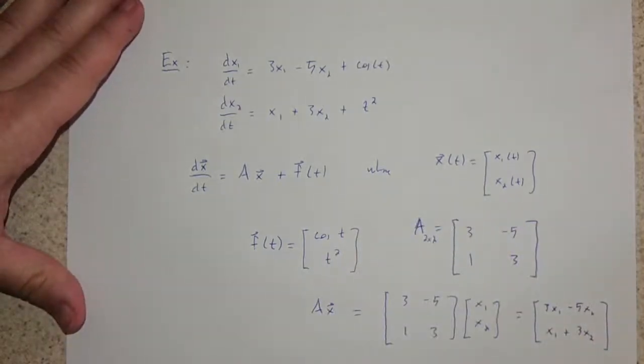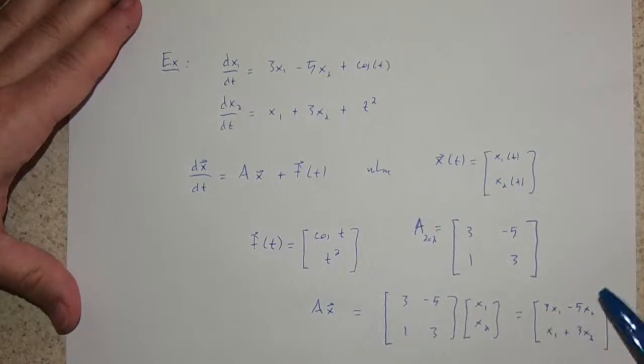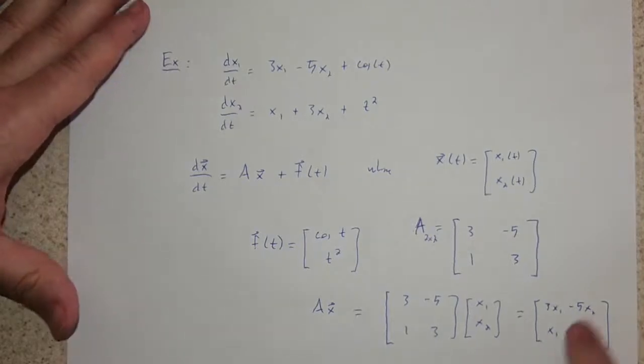So now piecing these things together, A times x is 3x1 minus 5x2, x1 plus 3x2. I add to that f of t, which is cosine t, t squared. What do I get when I add those two together? I get a column vector that is, well, let's just do it.